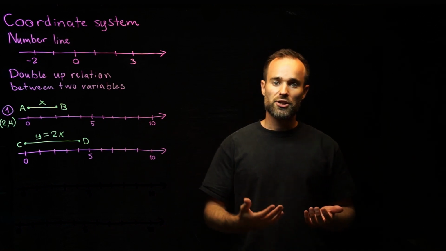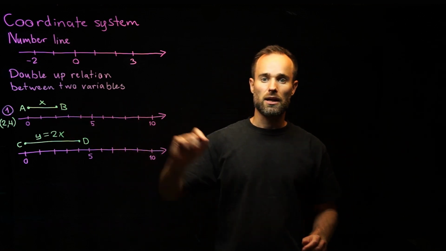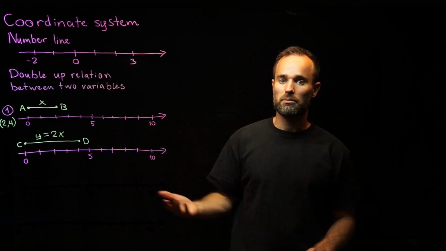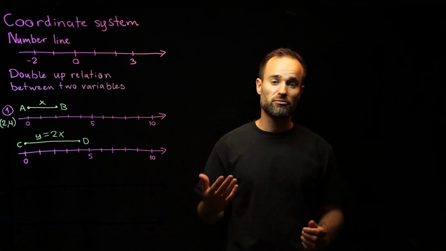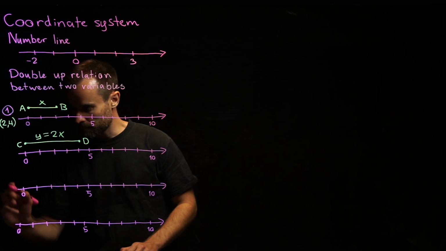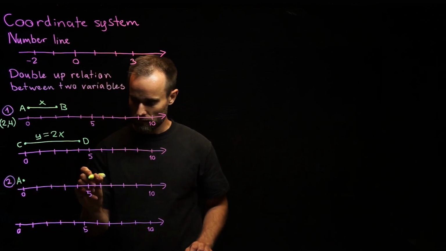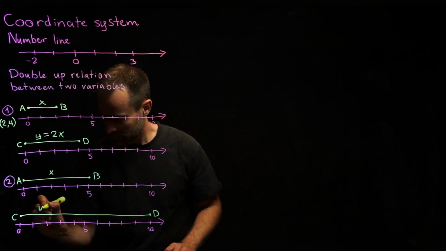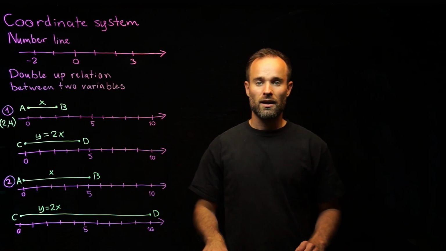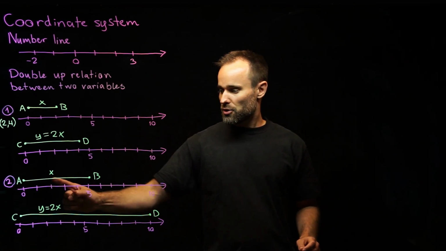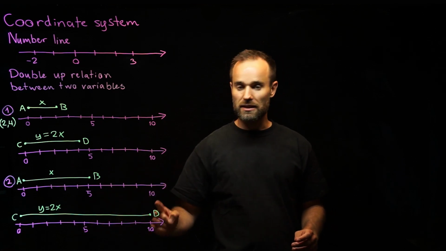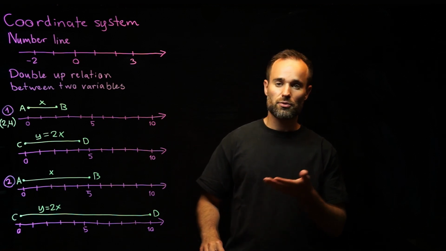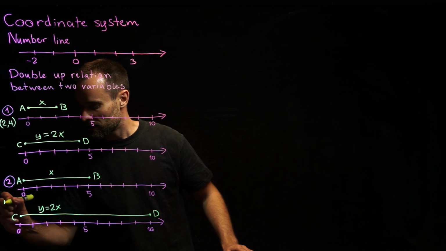We can illustrate the relation by moving the point B along this number line. The position of the point D depends on the point B such that it is always double that of B. So if we move B to 5, then D must be at 10, as we see on the second pair of number lines here. And this gives rise to the number pair (5, 10).